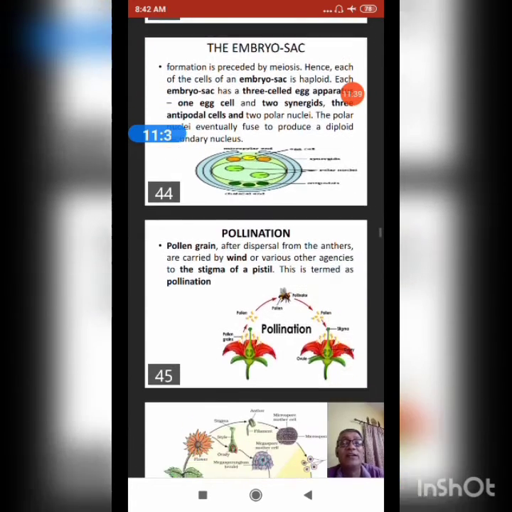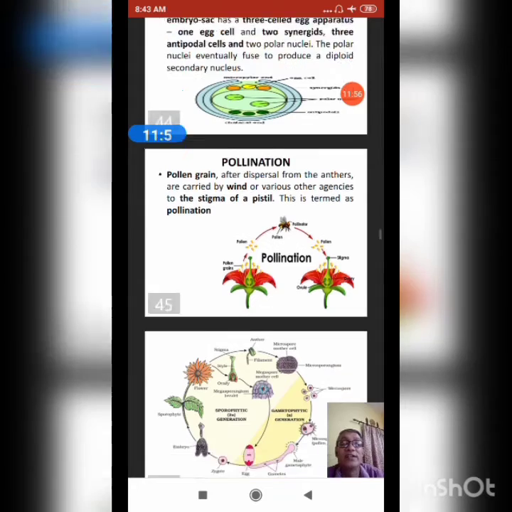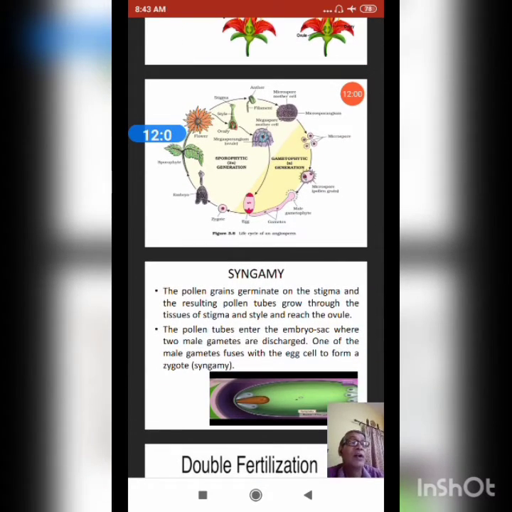So whenever there is transfer of pollen grain, that is the pollination, we have to discuss it. Pollen grains, after dispersal from the anthers, are carried by wind or various other agencies to the stigma of a pistil. This is termed pollination. Here I have shown you the complete life cycle. You follow this. One more important point to discuss: syngamy.